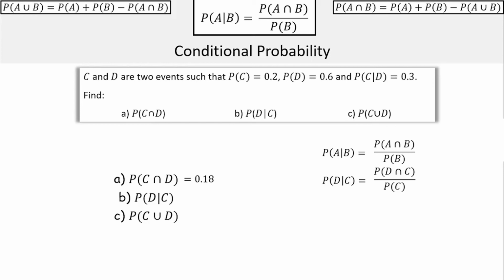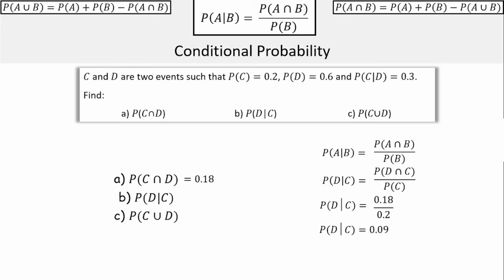Be careful, some students really go into autopilot and put these in alphabetical order, where C comes first and then D comes second, and then they end up dividing by the probability of D, which is why I want you to get into the habit of keeping the syntax, keeping the positions of each of these events consistent. Substitute what we know, 0.18 over 0.2, and that simplifies down to 0.09.